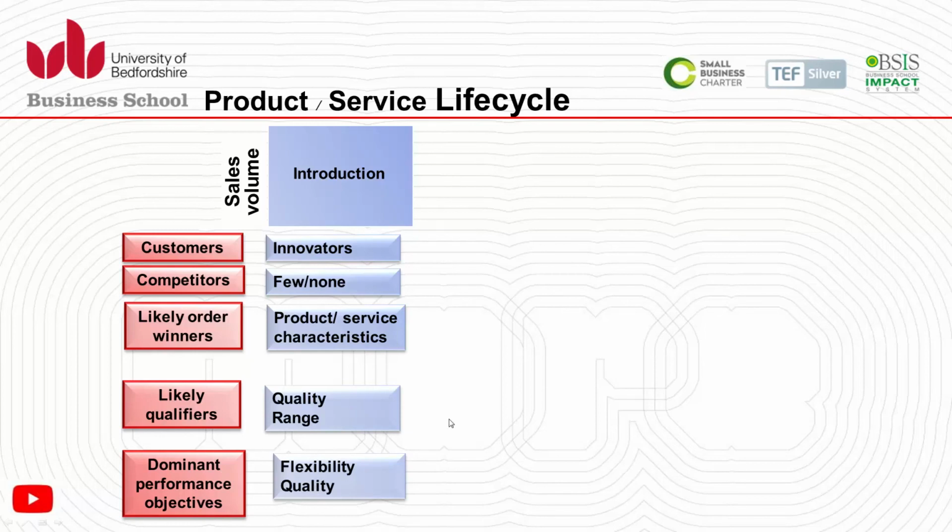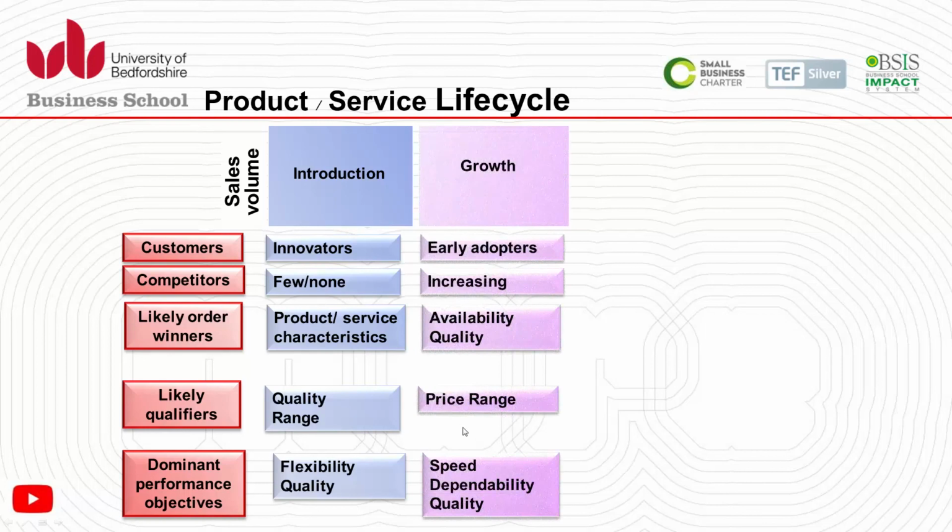When the product or service is going to the next stage, it's going to be growing in the market. So it's possible there are people who adopt, the early adopters, not just the innovators at this stage, but the adopters, they take it and become loyal to the brand. And the competition will increase definitely at this stage. And then we are looking for availability, quality, and then the range, and price, not just quality, and speed, dependability, as well as quality will be the key important objectives for performance.